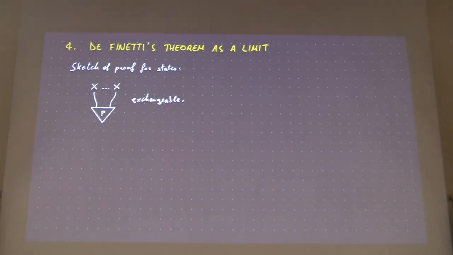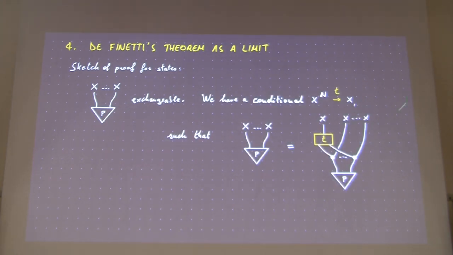Alright, so what's the proof? Let's do it for the case of states. This state is exchangeable, and we have to use a Markov categorical construction called conditional, which is the thing that would give you conditional probability usually. Which is like, we can find the morphism from xn to x such that the first factor of all these identical factors can be just reconstructed from the other ones.